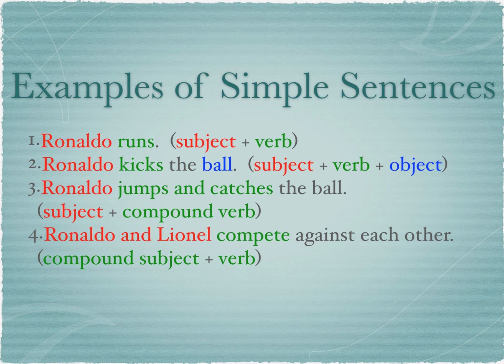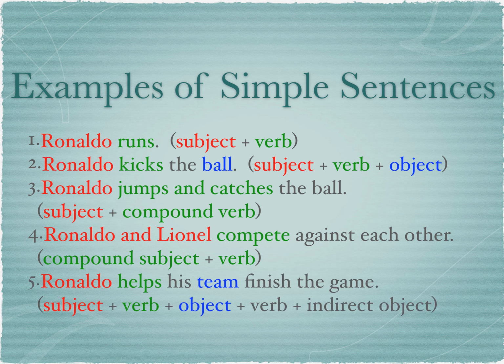Ronaldo and Lionel compete against each other. Here we have Ronaldo and Lionel, both are subjects. That's a compound subject with 1 verb. They compete. And the last example here, Ronaldo helps his team finish the game. A little more complicated, but it's a simple sentence. Subject is Ronaldo, and helps is the verb. It's a complete thought.